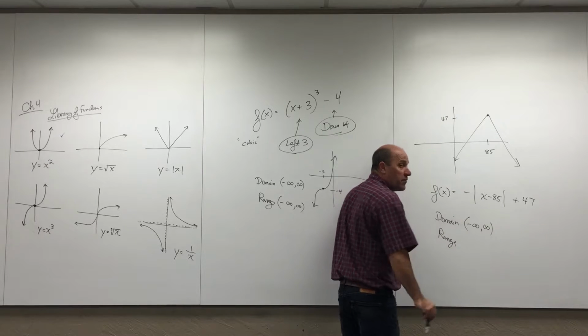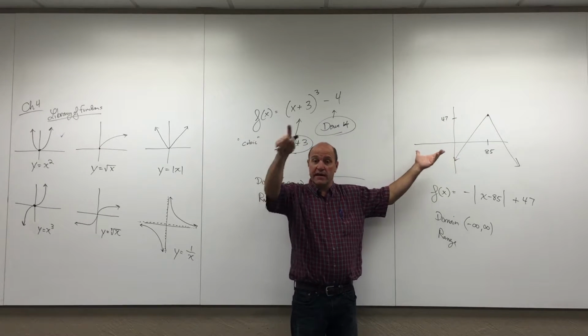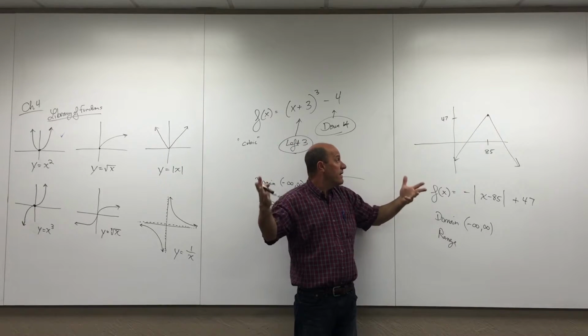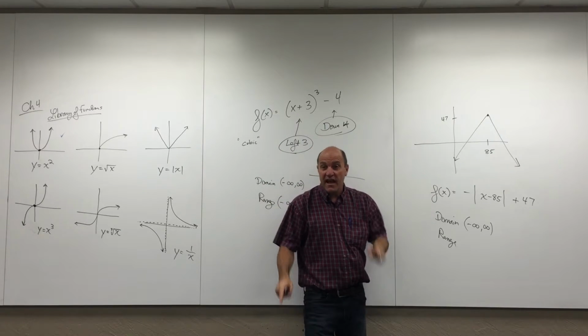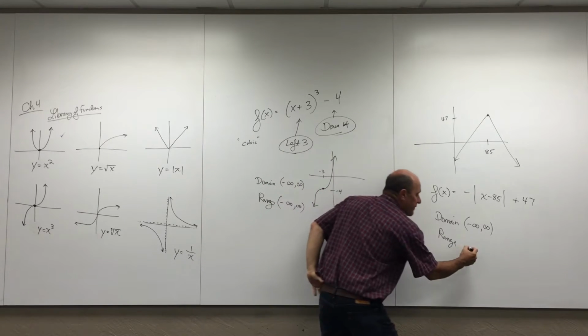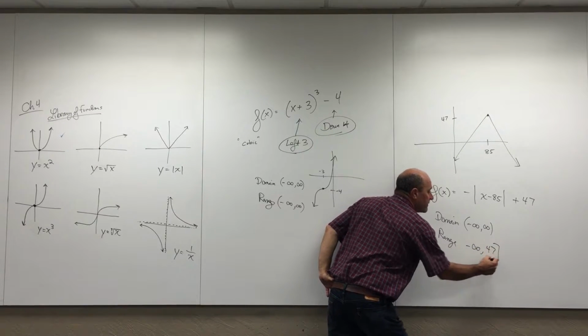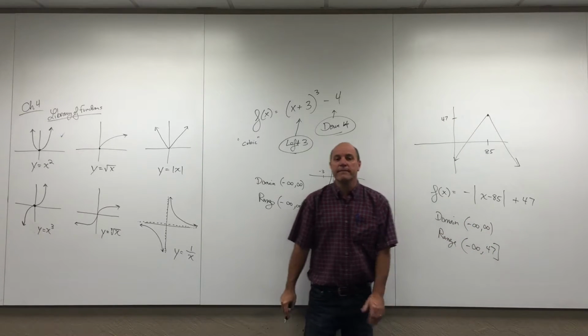Similar to our parabolas we just got done studying, this guy has a maximum point, doesn't he? He has a maximum point, and the range would be 47 to negative infinity. I write that backwards, though. It's negative infinity to 47. Right? It won't go higher than 47.